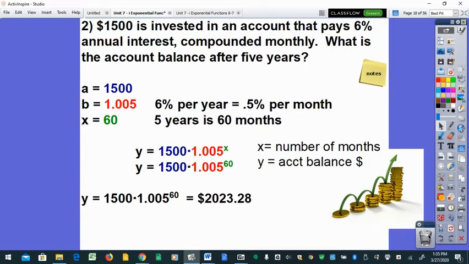So that was compounding quarterly, compounding monthly. Sometimes you can see semi-annually, which would be 2 times a year. But again, the rate gets divided by how many periods, so 6 divided by 12. And the time element, the x, gets multiplied.